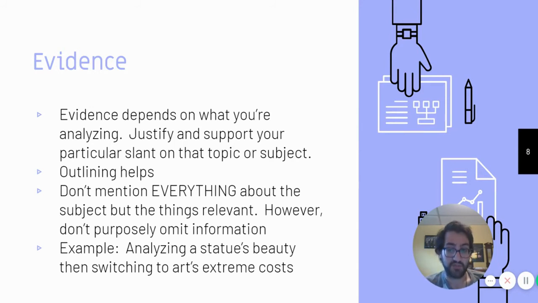So you have to make sure that whatever evidence you choose fits with the principle of analysis, the lens that you're wearing. Here's the thing that's difficult to learn with an analysis paper. You can write an analysis paper on a lot of topics, but you don't want to write about everything that topic entails. It's really just pertinent information to your principled analysis.